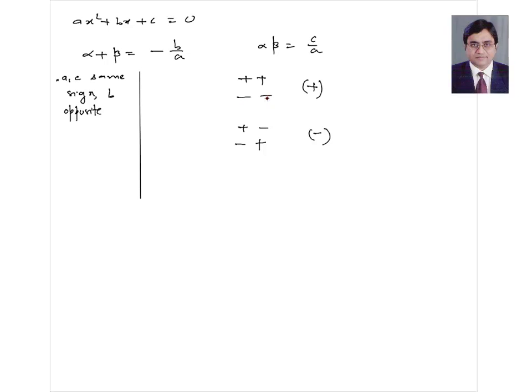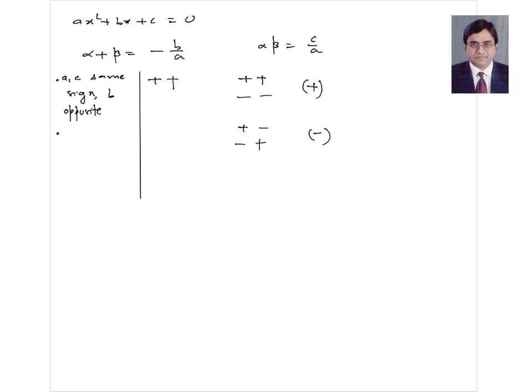But we have one more information. b is having the opposite sign. If b is having the opposite sign, then minus b by a will be negative into negative, which is positive. That means the sum of the two is positive. These were the two possibilities. But if the sum of these is positive, then the only possible thing left is both positive. Any question about this? Let me know.